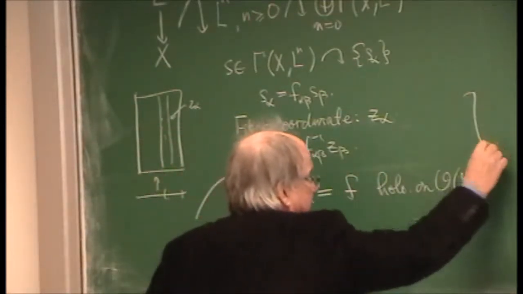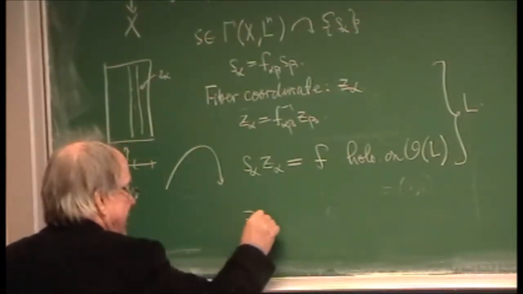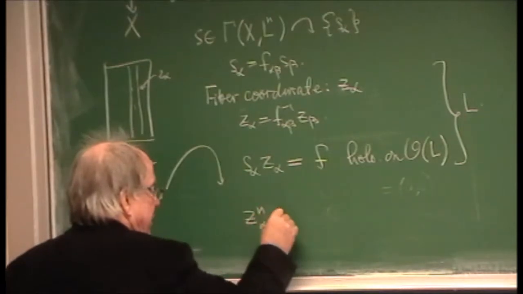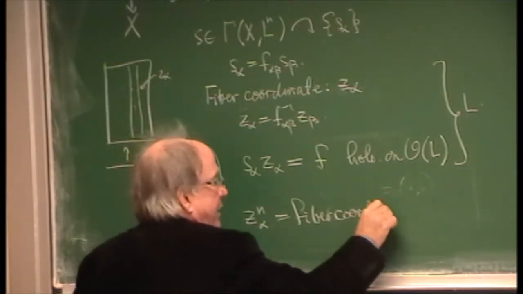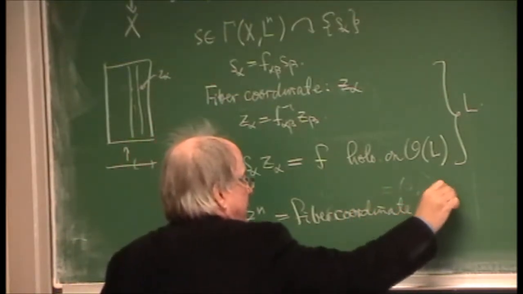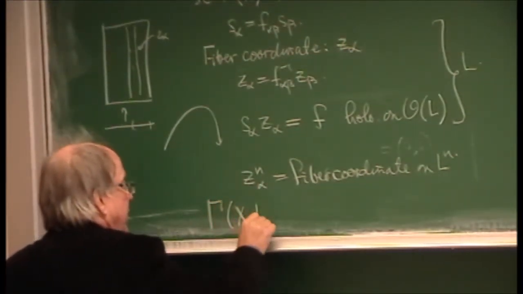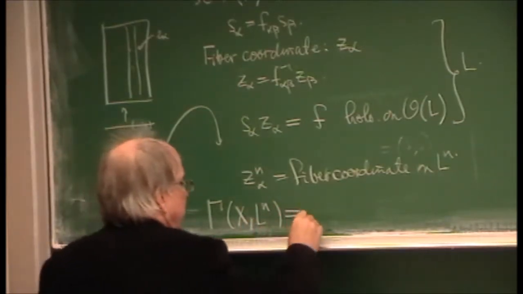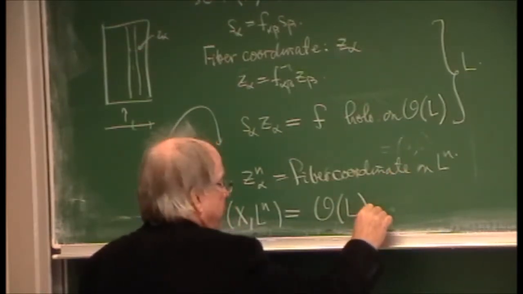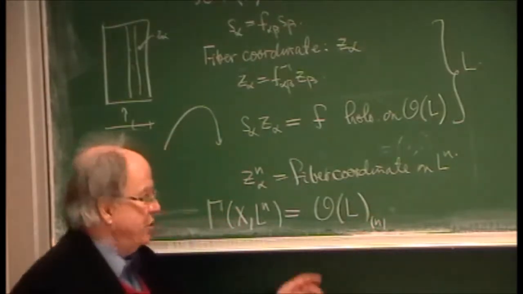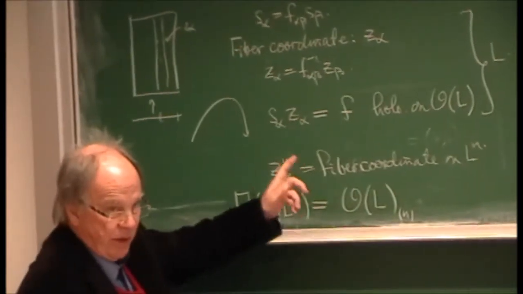This is what I was talking about. This is really L. Then if you do the same thing for L^n, z^n is the fiber coordinate on L^n. So you do the same thing. If you have a section, you can do the same thing, and then you realize this thing is the space of holomorphic functions on L, which are, maybe if I write here N, homogeneous polynomials in z of degree N. So linear, quadratic, and so on.